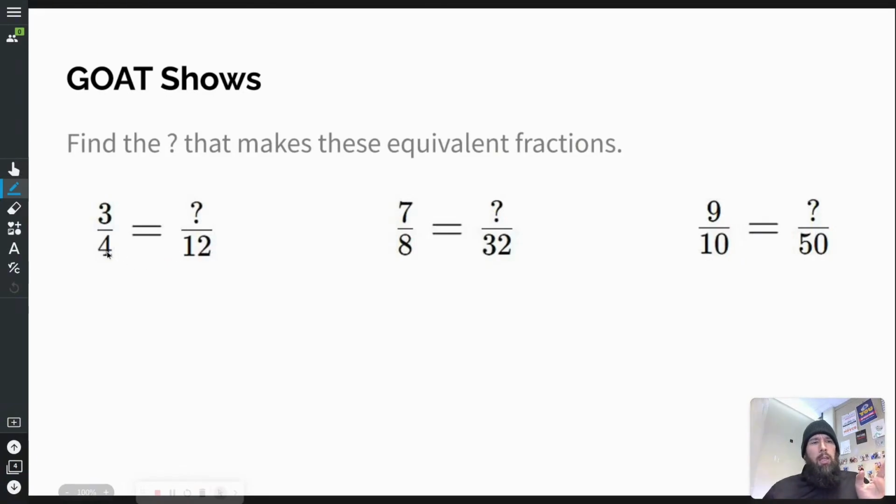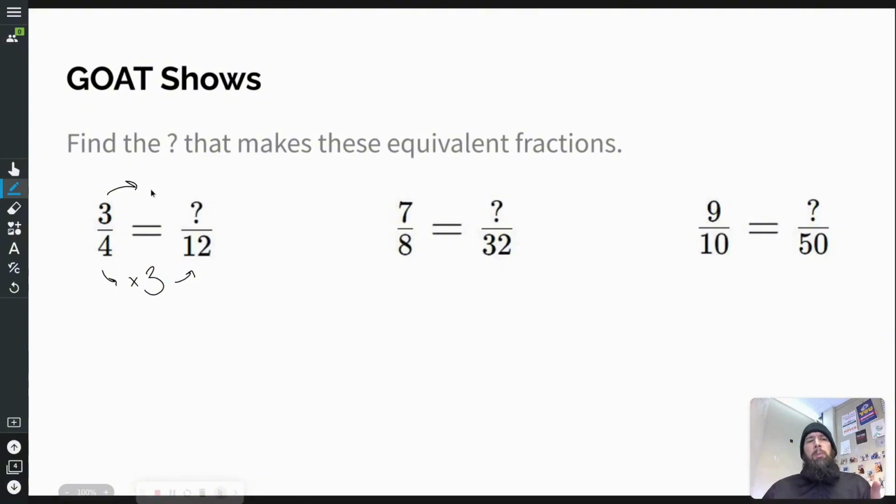I'm given 3 over 4, and I'm given something over 12 over here. So I'm going to look at this 4 and look at that 12 and ask myself, what do I do to 4 to get to 12? What do I multiply or divide 4 by to get to 12? Well, it gets bigger, which means I'm multiplying. 4 times what is 12? 4 times 3 is 12.